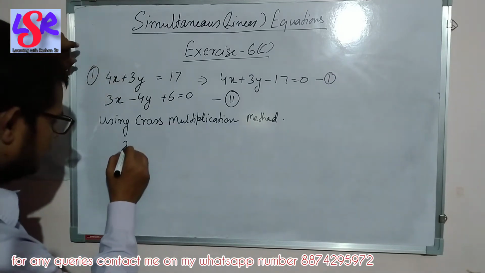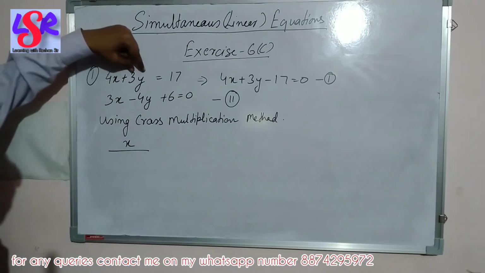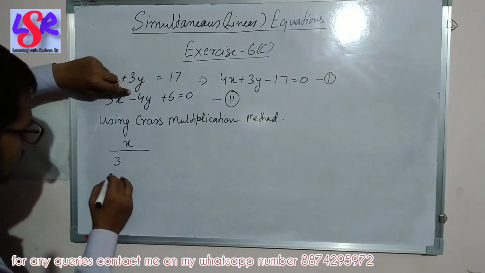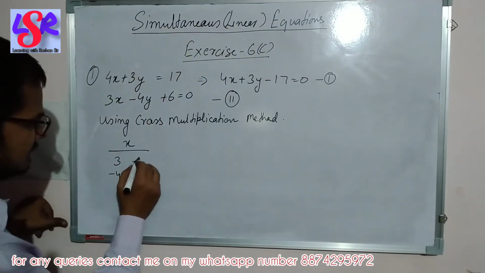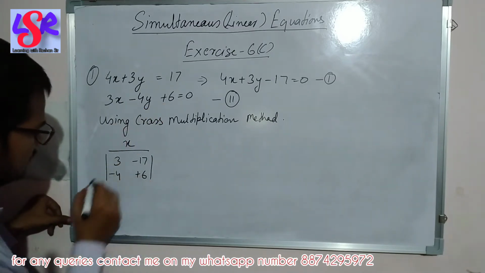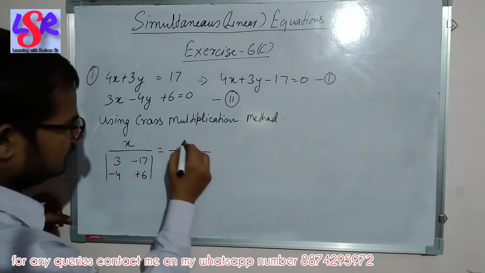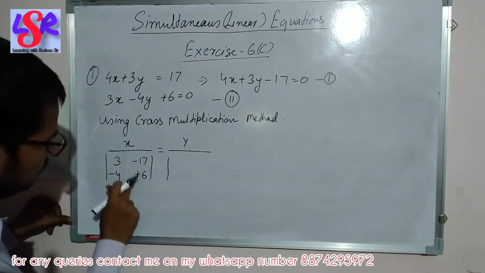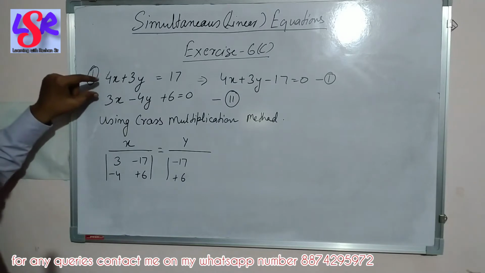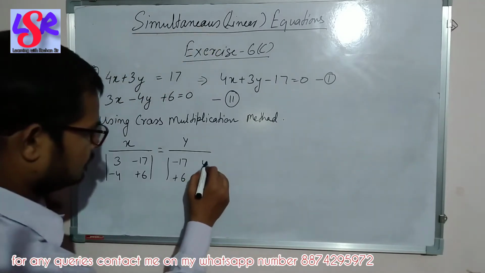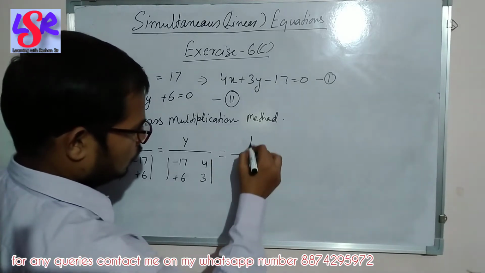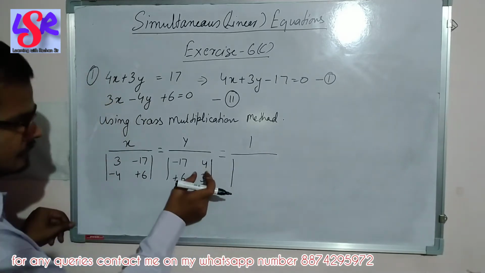We are going to write x, then here the coefficient of y, that is 3, and next one is minus 4, then constant, that is minus 17, and then plus 6, and we are going to place this sign, then equal to y. Then we are going to copy these two first, that is minus 17 and plus 6. Then we are going to copy the coefficient of x, that is 4, and then 3, and this will be equals to 1 upon the coefficient of x and y.